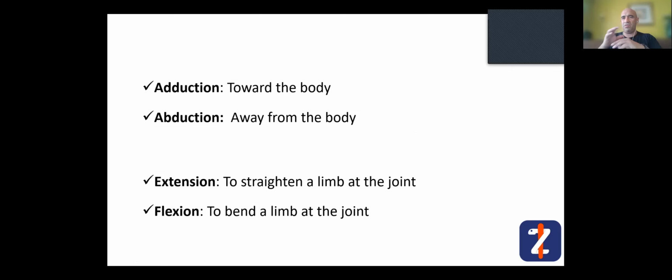Abduction is when you're taken away. If a spaceship is above me, just like in the movies, guess what happens? My arms are away, and I go right into the spaceship. Abduction, away from the body. So now we have extension, which is putting my arm out, and then flexion, which is bending my limb at the joint.